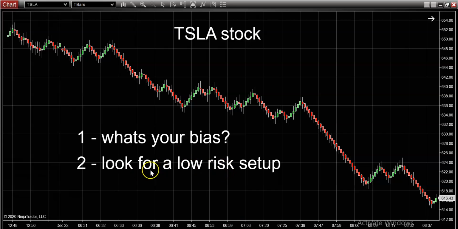Now, number 2, guys, all right, number 1 is not enough. We also have to look for what? A low risk setup within the context of your trading bias. So how do you do that?